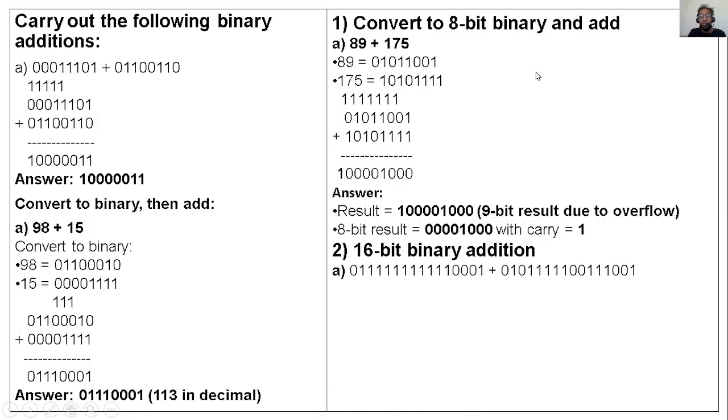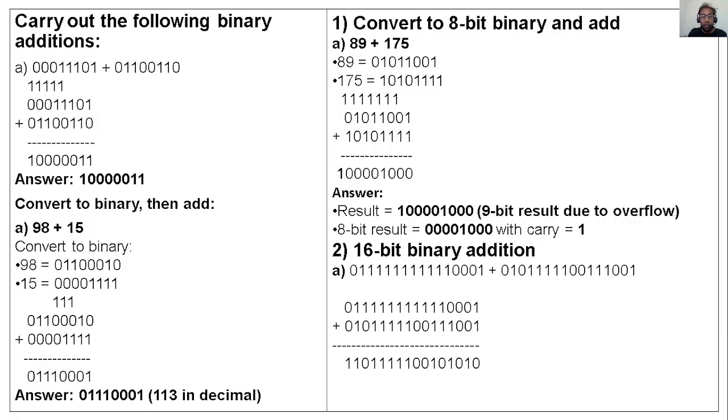Next, let's say we have a 16-bit binary number. In order to add 16-bit binary numbers, if these were 16-bit numbers, there wouldn't have been any overflow. The exact same method applies: 1 plus 1 equals 0 and 1 goes to the carry, and then 1 plus 0 plus 0 is 1, 0 plus 0 is 0, 0 plus 1 is 1, and then there's a stream of carries.